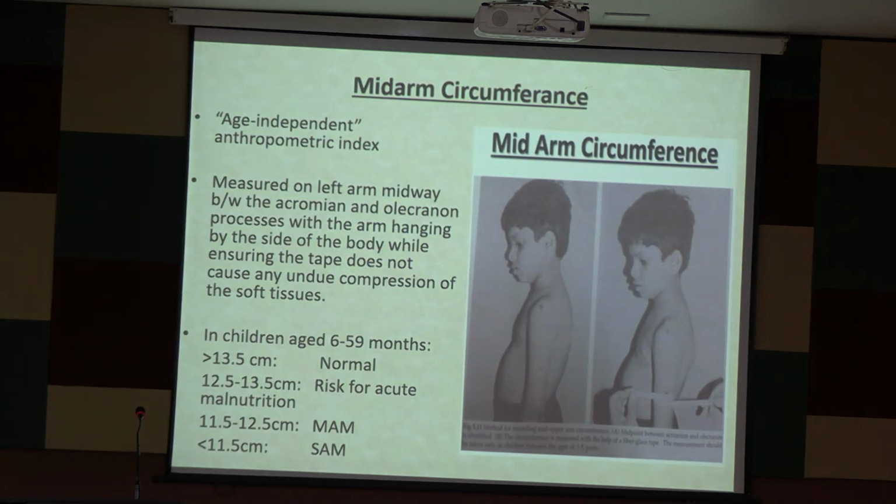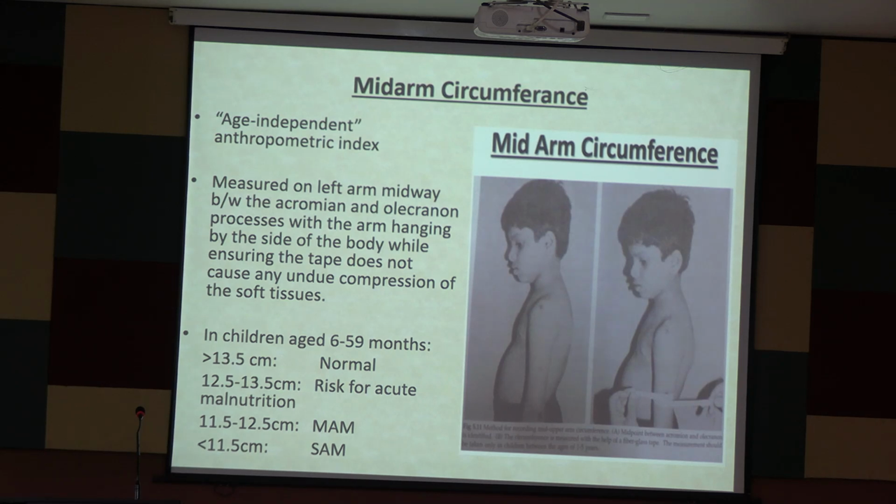Then the mid-arm circumference, it is an age independent anthropometric index. Why age independent? Because after 1 year and before 5 years, the subcutaneous tissue and the fats are constantly being replaced by the muscles, so the final circumference remains the same. Okay, it is measured on the left arm midway between the acromion and the olecranon process, with the arm hanging by the side of the body, while ensuring the tape doesn't cause any undue compression of the soft tissue.